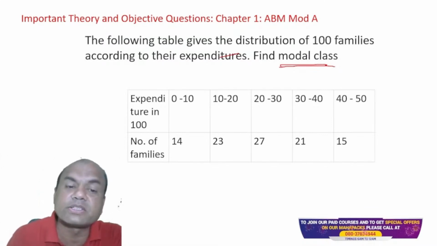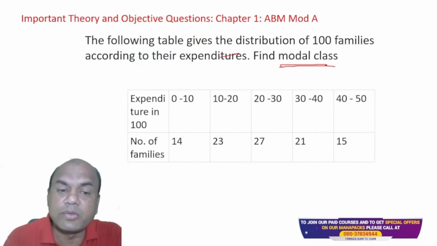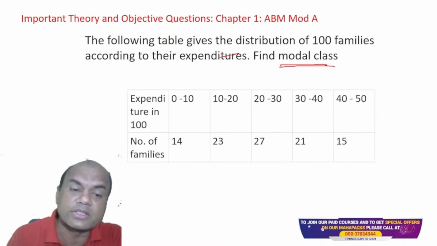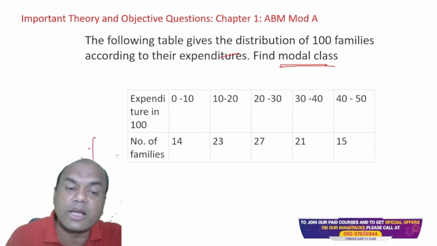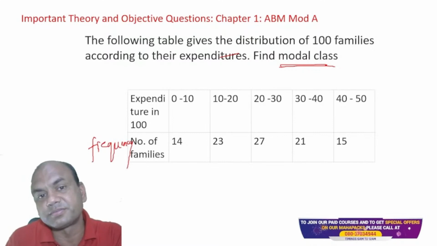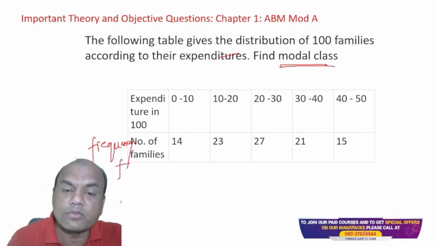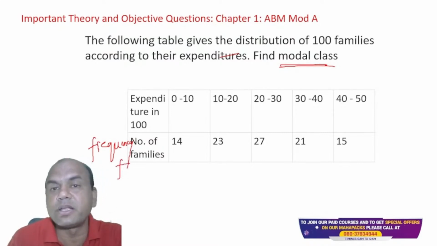So which is the frequency over here? Tell me, which is the frequency? Number of families means how many families are having the income between 0 to 10. So this becomes the frequency. Always you must be able to identify the frequency first. If you understand F, then it becomes easier. This is called as F, frequency. So always it depends on frequency, which is the mode or which is the median or whatever it is.